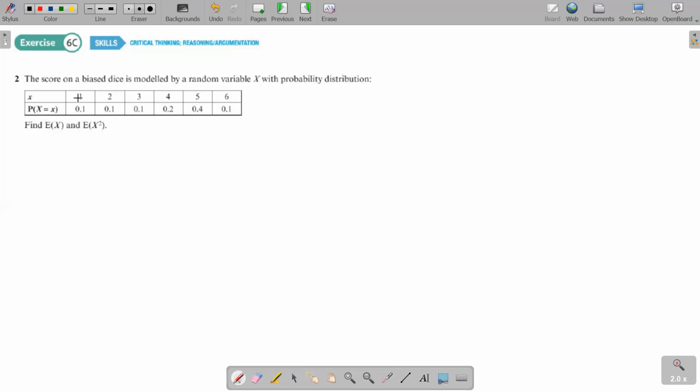Okay, so let's go for the mean. E(X) equals the summation of x times the probability of x. So it is 1 times 0.1, plus 2 times 0.1, plus 3 times 0.1, plus 4 times 0.2, plus 5 times 0.4, plus 6 times 0.1. I multiplied each x with its respective probability. How much is the answer? 4. So the expected value is going to be 4.